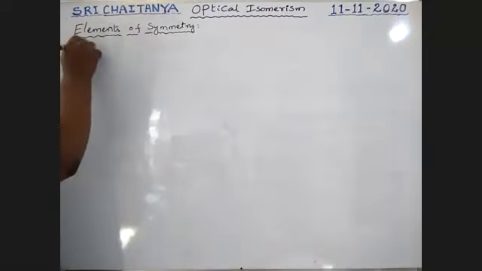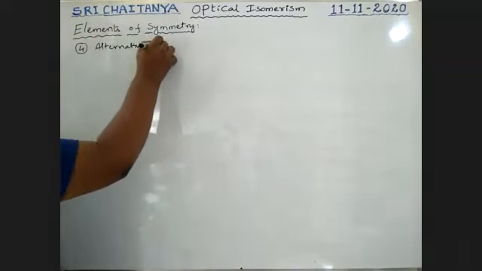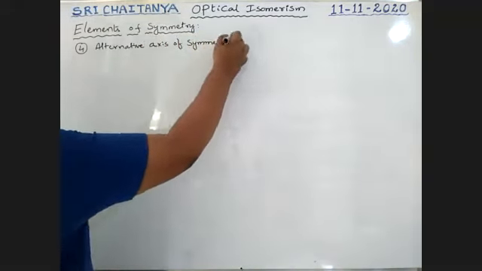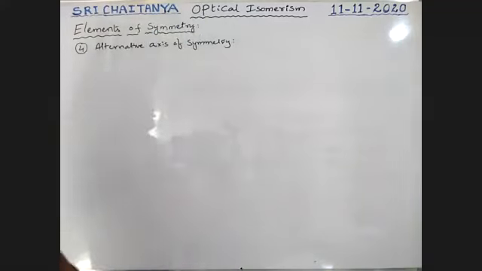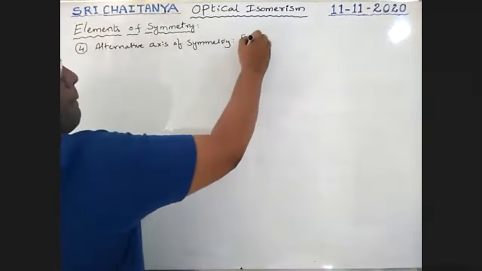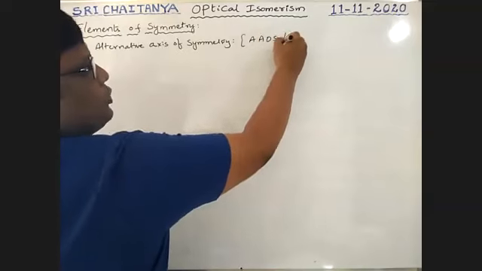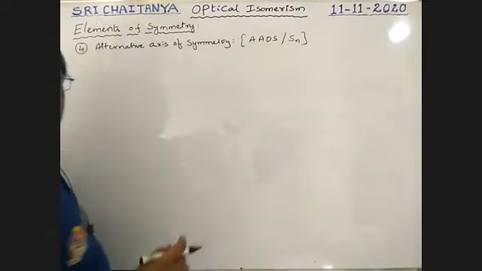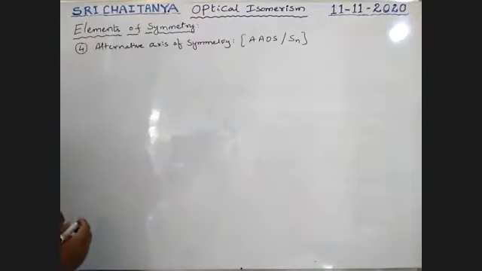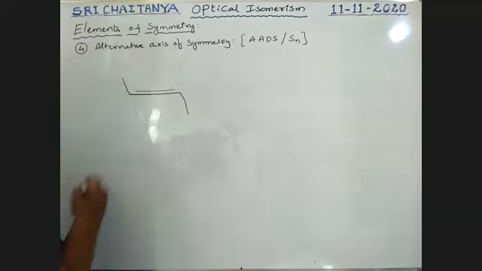Fourth one: alternative axis of symmetry, which is indicated with SN. Previously it was CN, now it is SN, no doubt about the angle of rotation. See here, let us take an example, boys. This is the molecule, boys.